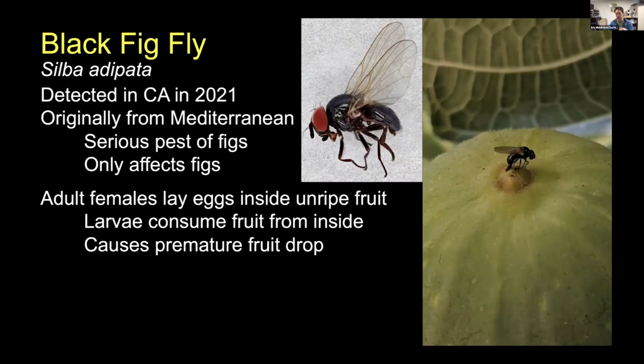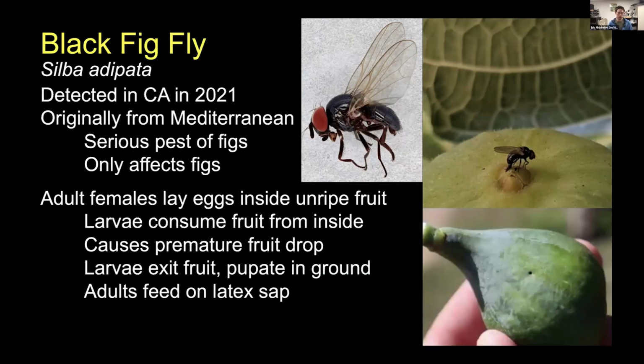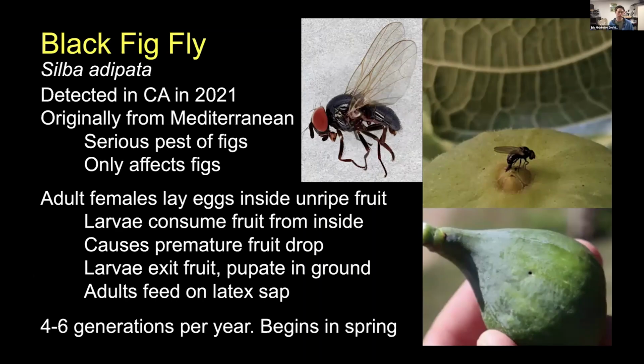The larvae then start to eat little bits of it from the inside, and this causes premature fruit drop. So your figs will start dropping off your tree before they're anywhere close to ripe, and you'll lose crop that way. The larvae then exit out of these little pinholes in the sides of the figs. They'll then pupate in the ground and they'll emerge again. Adults will feed on the latex sap of figs, so they'll also just be flying around figs, not just to lay their eggs, but also to feed as well.